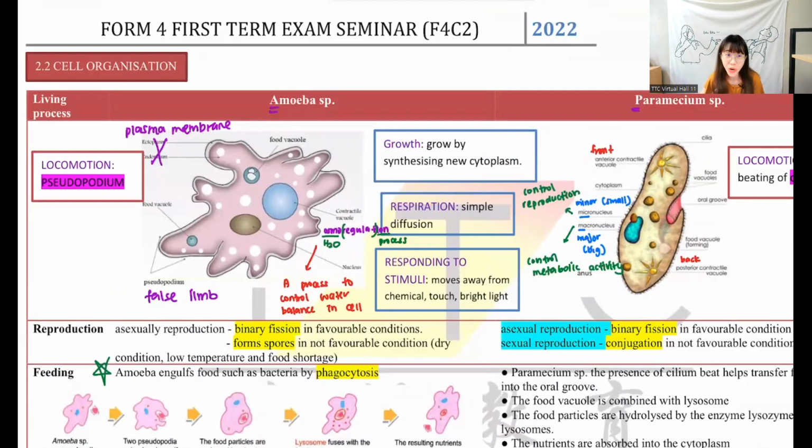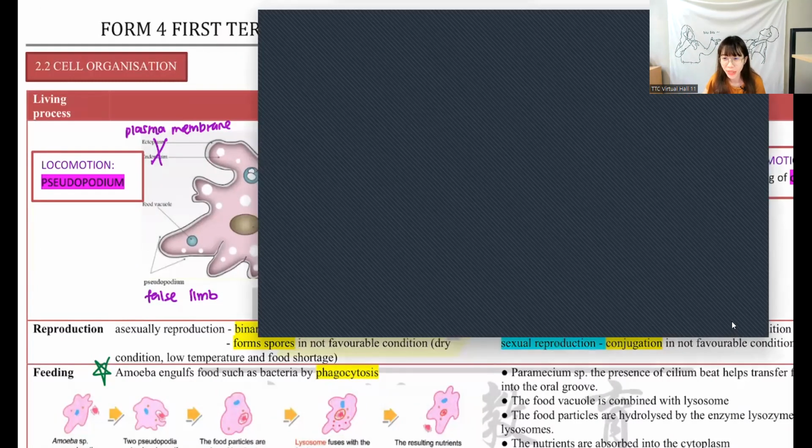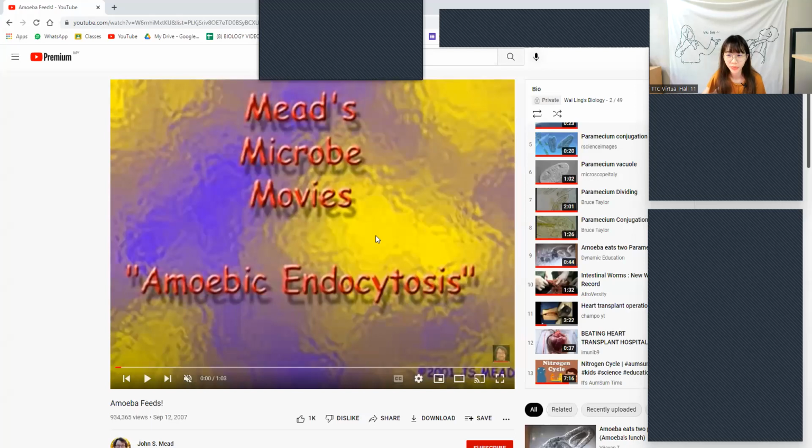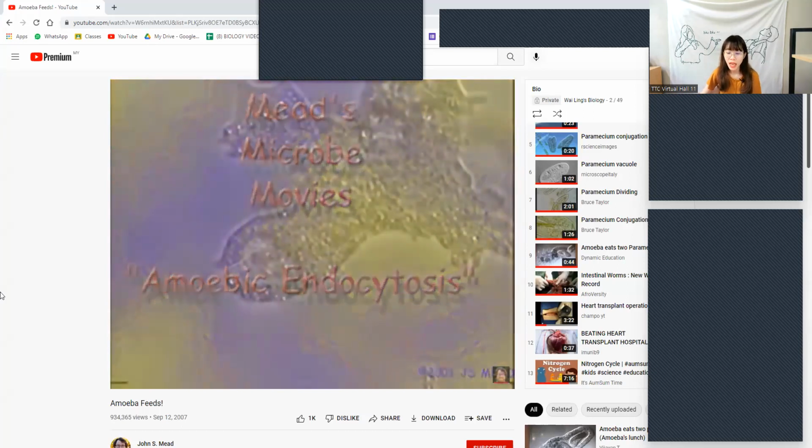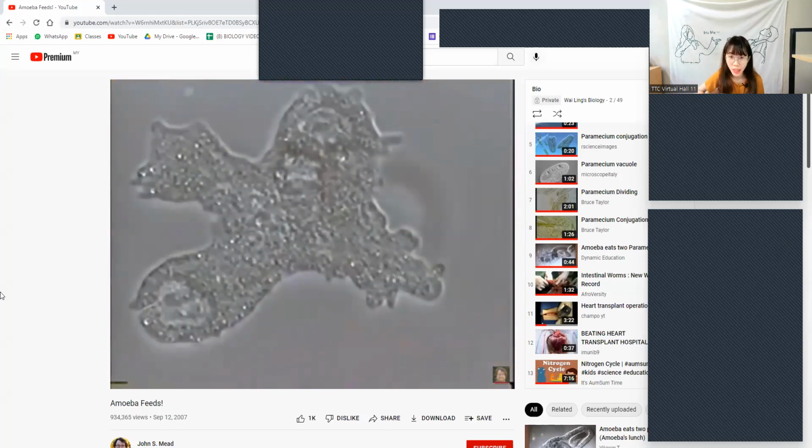Okay, I'm going to show you some video of amoeba species and also paramecium species so you can understand them better. Okay, let me show you. So you can look at this one over here. This is how amoeba species eat. It's by a process called phagocytosis.